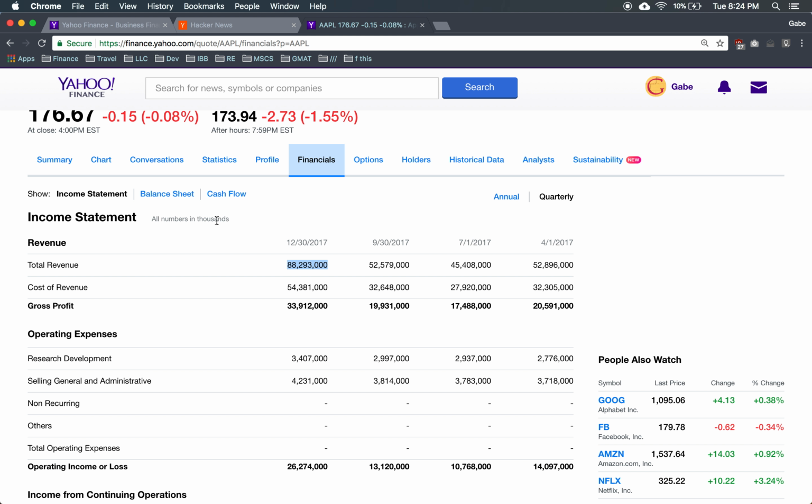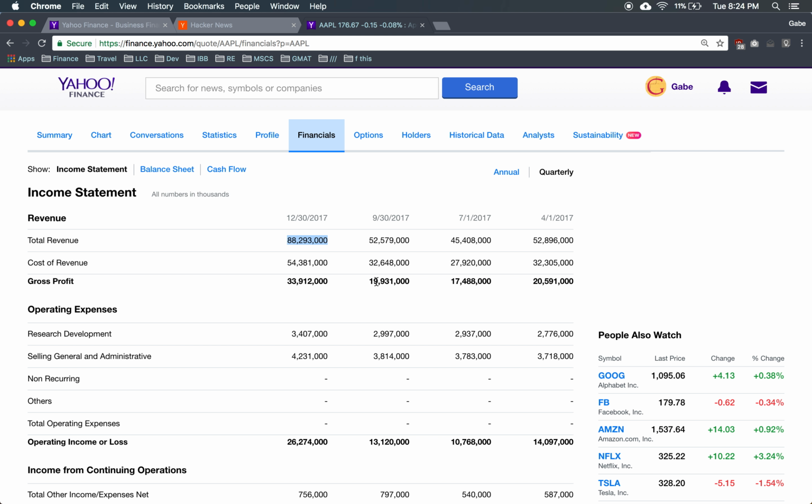The difference here is that this is in thousands. So these three zeros are thousands. 88 billion, 293 million in the quarter. So just always keep that in mind. The last three digits determine how you read the statement.